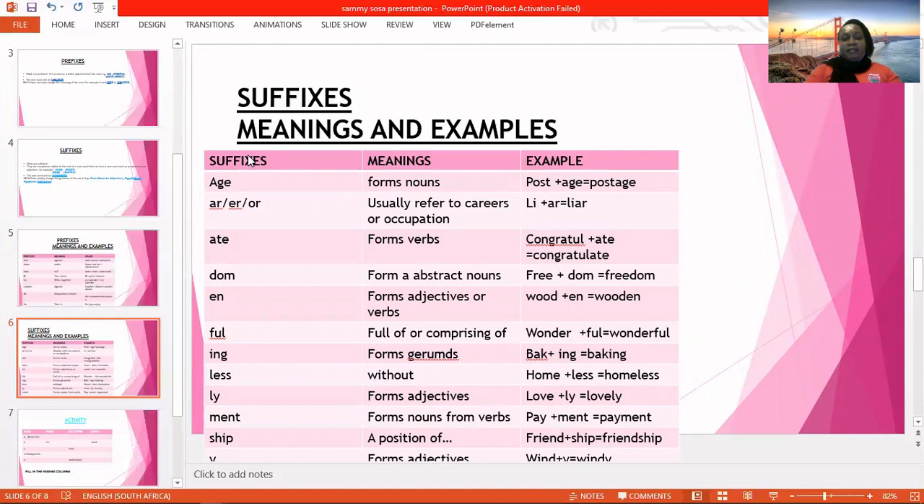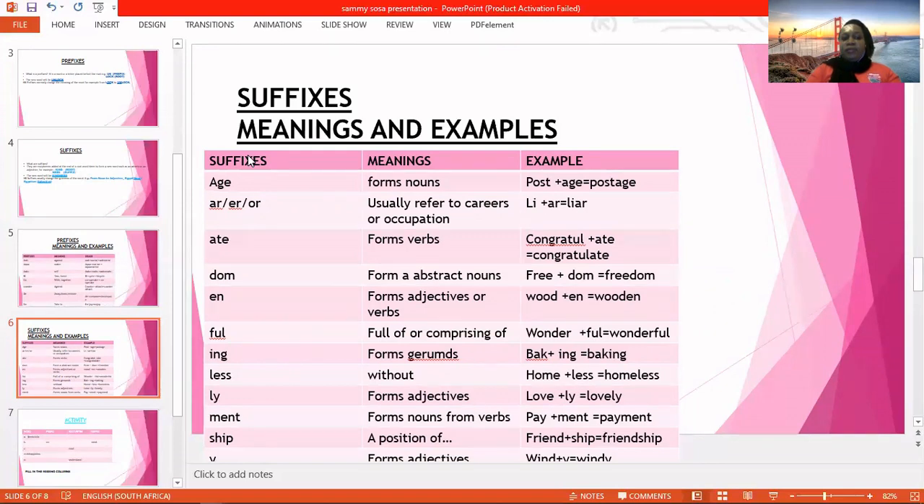En forms adjectives or verbs. Wood plus en will be wooden. Ful means full of or comprising of. If we put the word wonder and ful, it will give us the word wonderful. If we put maybe joy and ful, it will be joyful.